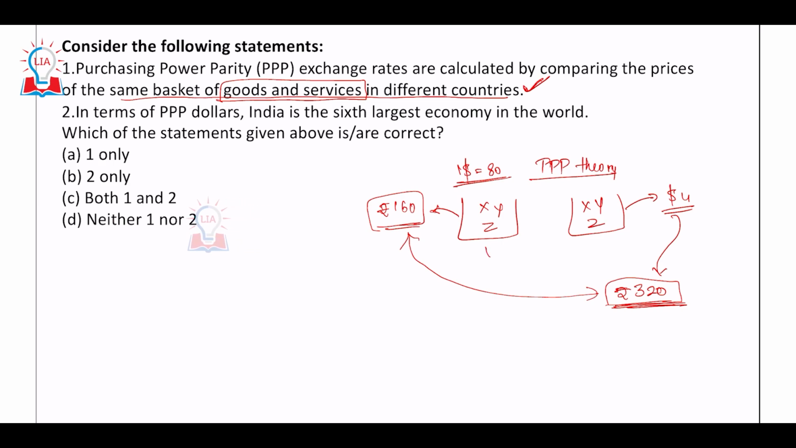What are we comparing? Two baskets of goods and services. So the same basket of goods and services in different markets. So option 1 is right. In terms of PPP dollars, India is the 6th largest economy. So it is not the 6th largest, it is the 3rd largest economy, right? So as of now, it stands as 3rd. Even back then, it used to stand as the 3rd largest economy itself when the question was asked. So the answer would be 1 only. Answer is A. Next.